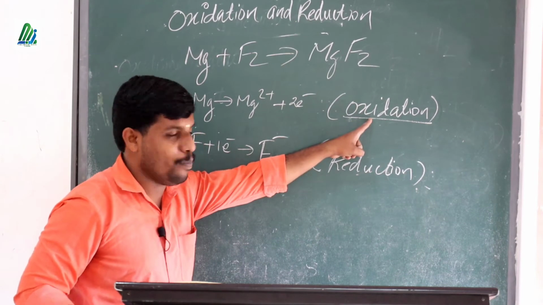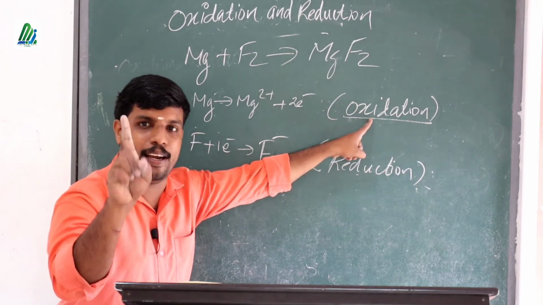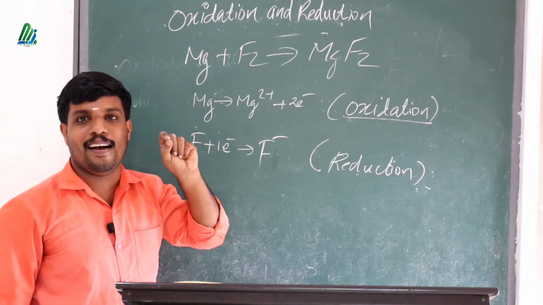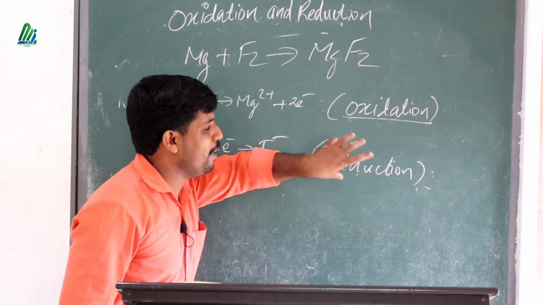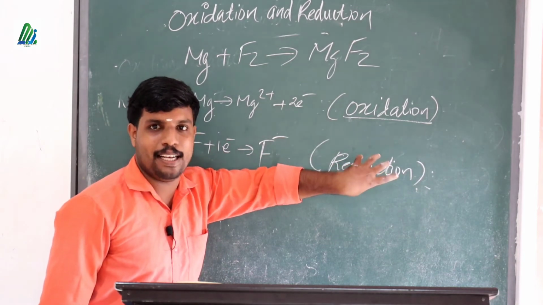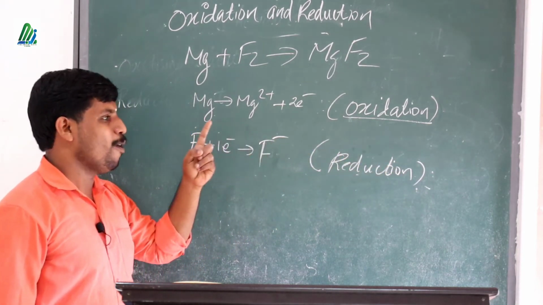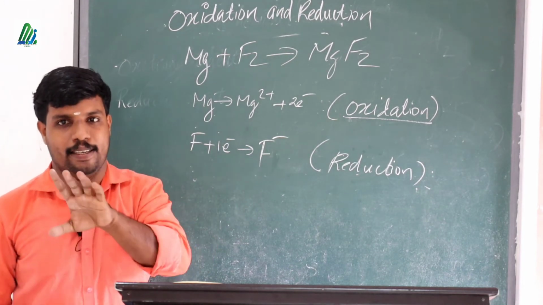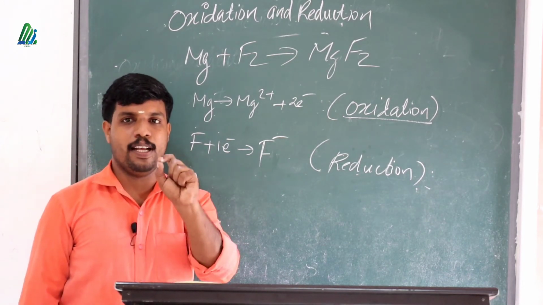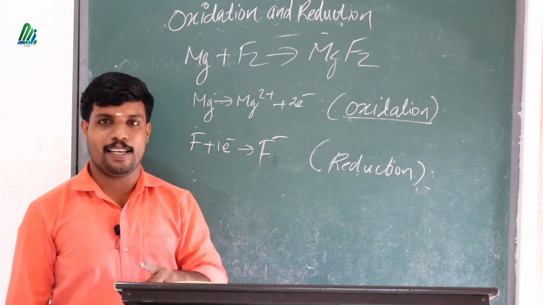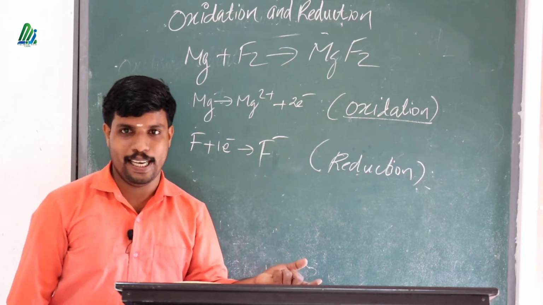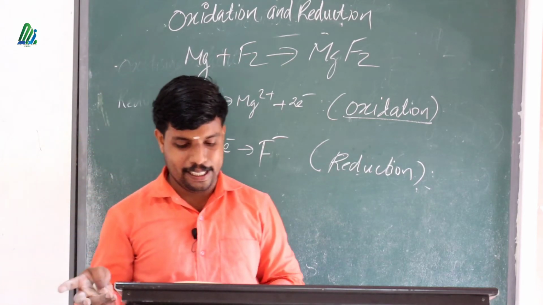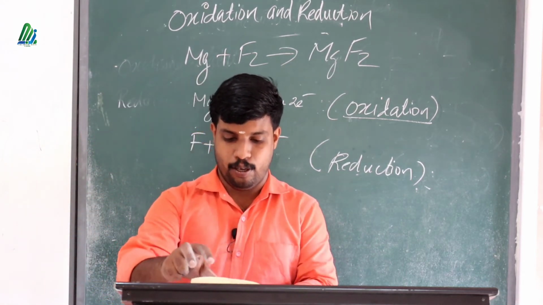To which atom does oxidation occur? That is the reducing agent. So which is the reducing agent? Magnesium. Then which is the oxidizing agent? The atom to which reduction occurs. That is the oxidizing agent. So Fe is the oxidizing agent. Oxidation occurring, reducing agent. Reduction occurring, oxidizing agent, opposite. That is what you want to care about: oxidation, reduction, and oxidizing agent and reducing agent.